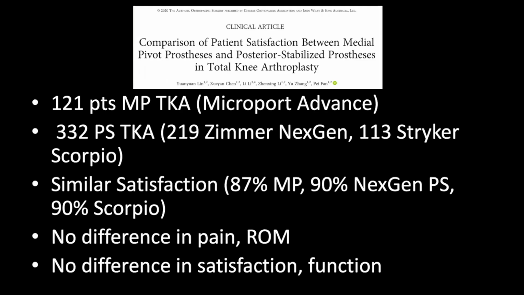Another study by Lin and coworkers looked at 121 patients that received a medial pivot knee with the MicroPort Advance and 332 knees that received posterior stabilized implants. 219 of these patients received a Zimmer NexGen knee, and 113 received a Stryker Scorpio knee. They found similar satisfaction at 87% for the medial pivot, 90% for the NexGen, and 90% for the Scorpio. And they found no difference in overall pain or range of motion. They also found no difference in satisfaction or function between the medial pivot design and the traditional total knee arthroplasty.